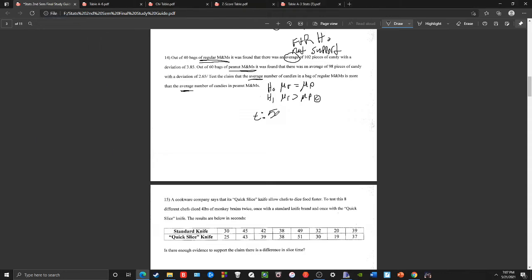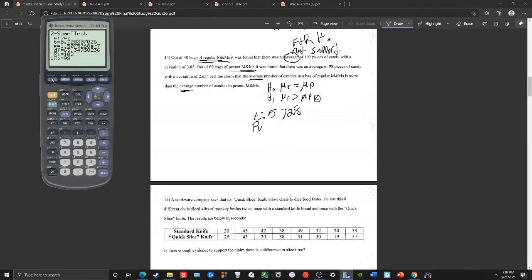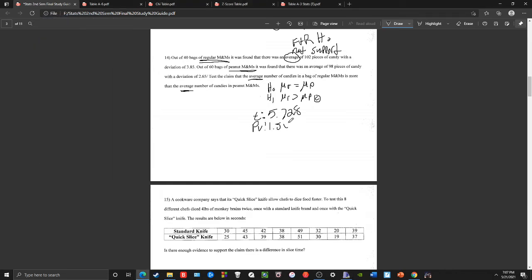So 5.728. My p-value is 1.5 times 10 to the negative 7th. 0.5 times 10 to the negative 7th, which we've already established is much less than 0.05. So we're going to reject H0 because it is a rare event, and therefore we're going to support my claim because my claim was not rejected along with H0. My claim was outside of H0, so good for me. All right, so that's that one.